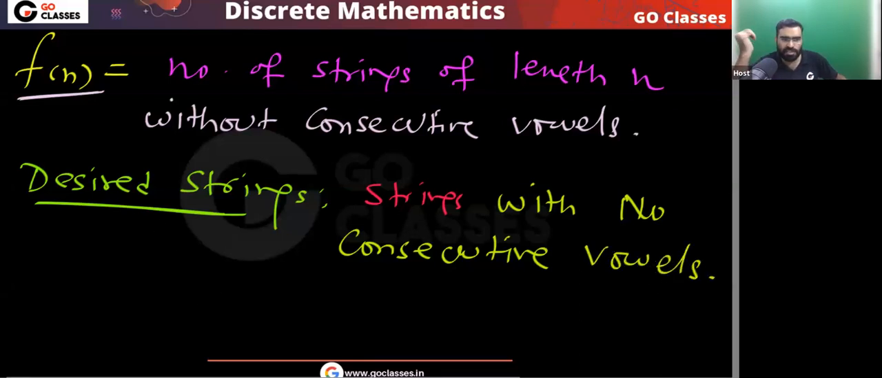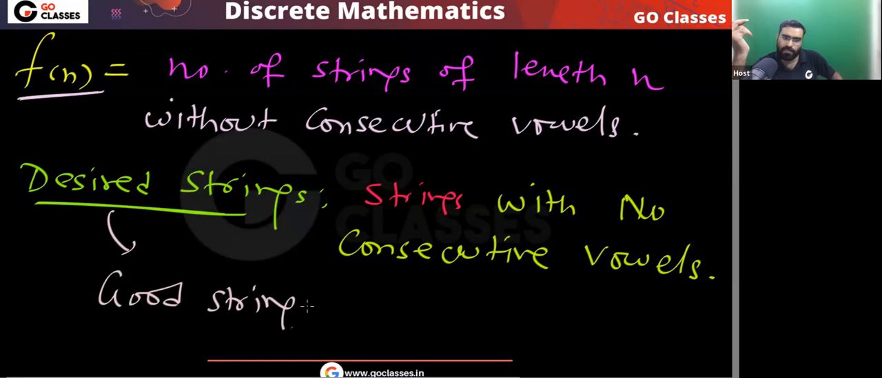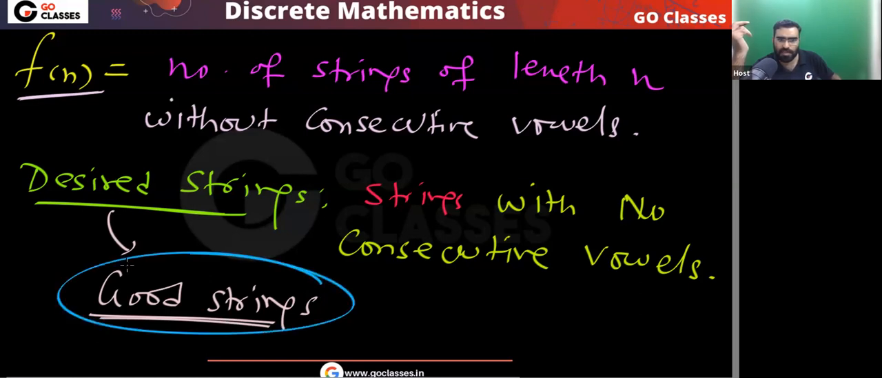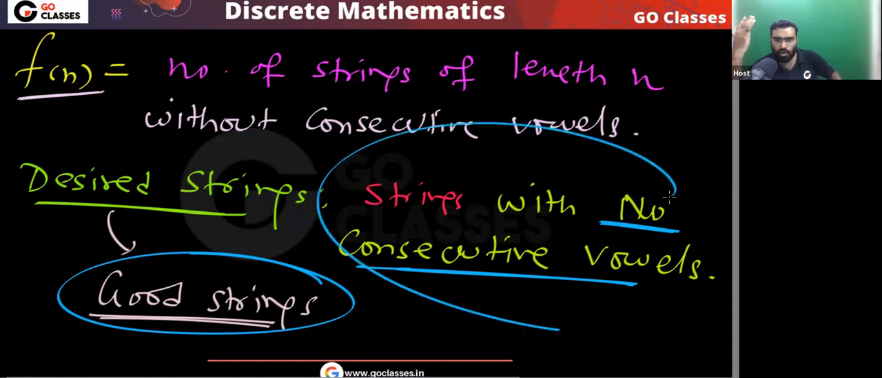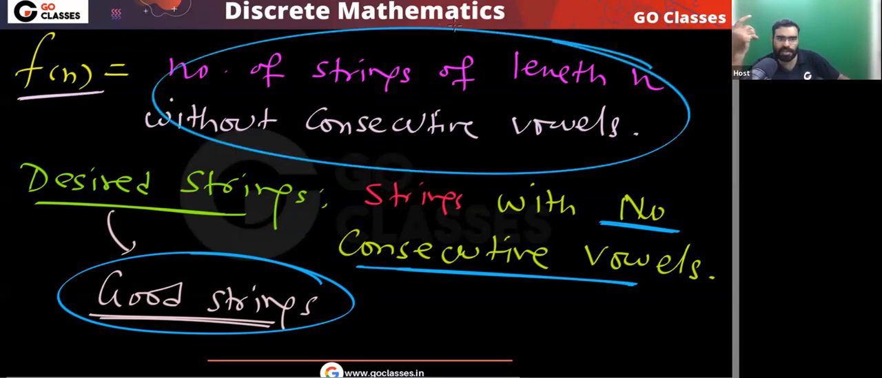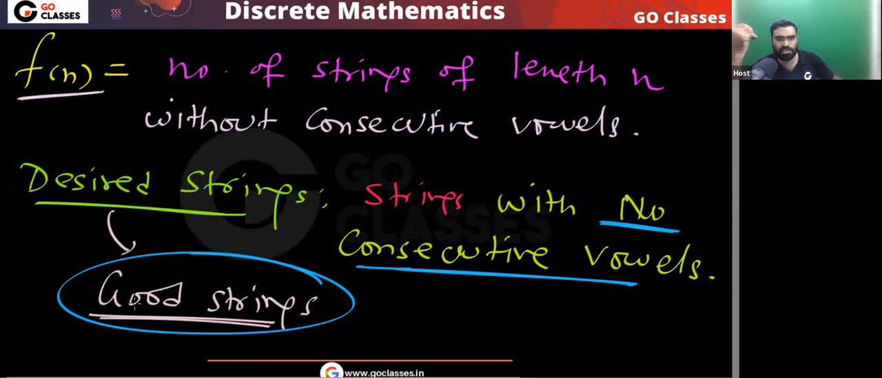Let me call them good strings, so that I don't have to repeat this long statement again and again. Good strings means all the strings which do not have consecutive vowels. I need to count all the good strings.